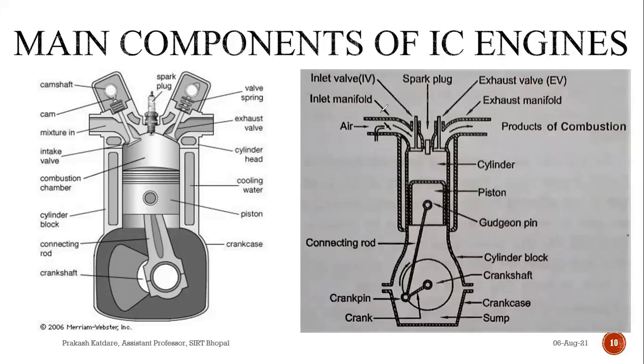So the first major component is our cylinder block. Cylinder block is the first major component. It is the main supporting structure for the various components. Like in automobile, you can see we have chassis on which the different components are attached. Different vehicular units of our automobile are attached there. Similarly, in IC engine, the main supporting structure is our cylinder block.